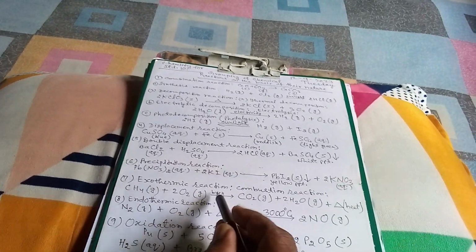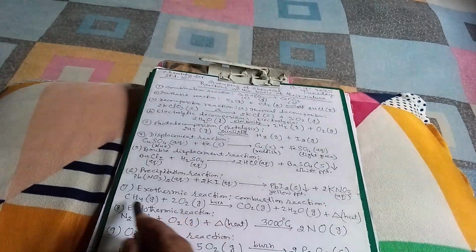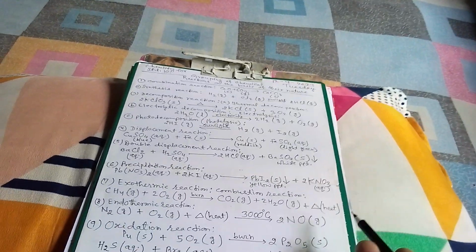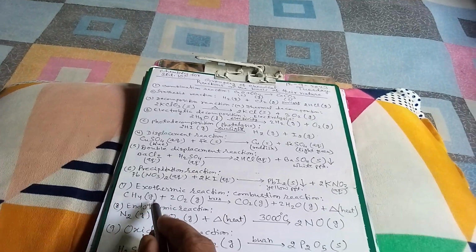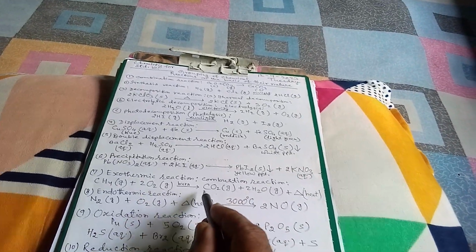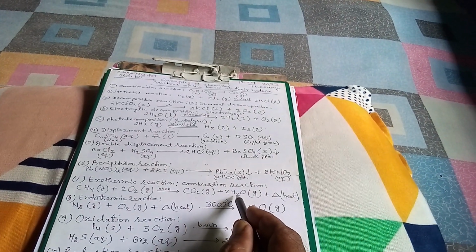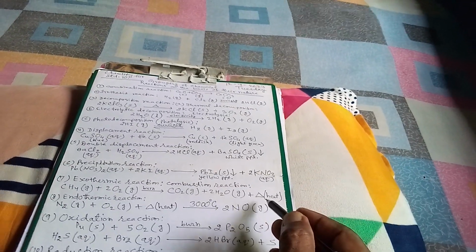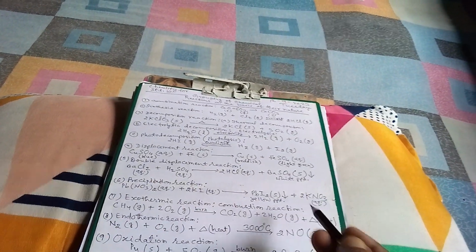Seventh type of reaction is exothermic reaction, which is also known as combustion reaction because it is burnt. Two different substances are burnt, and then heat is released, heat is given out in the reaction after the formation of the products. So methane, which is a gas, reacts with oxygen, which is also a gas, and when these two gases are burnt, we get carbon dioxide, a gas, plus H2O, which is also a gas. That means it is obtained in the form of steam, and heat is released. So it is called exothermic, that means releasing of heat.